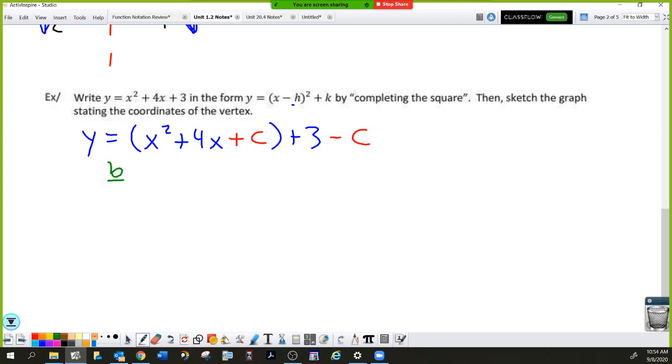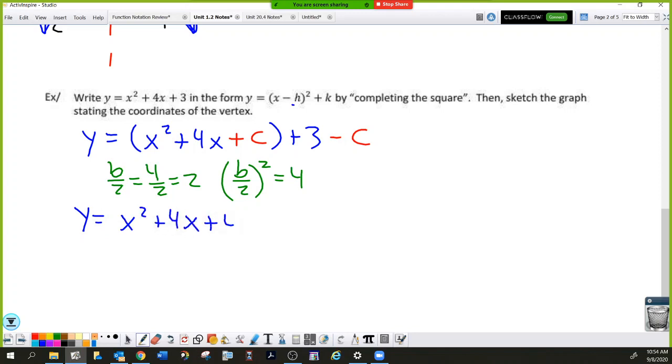So we take our b value and cut it in half. Half of our b value is 2. Then we square that number, which gives us 4. So we know that c equals 4. Like that. The set of parentheses is now a perfect square trinomial, which factors to x plus 2 squared. Remember that this value here is always your b over 2 term. As long as you did that math right, it's going right there. b over 2 was 2, so there it is. And 3 and negative 4 makes negative 1.